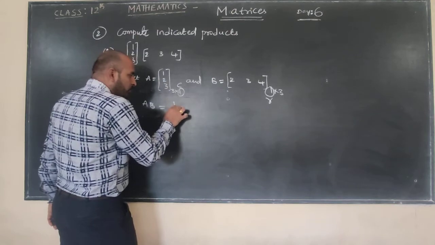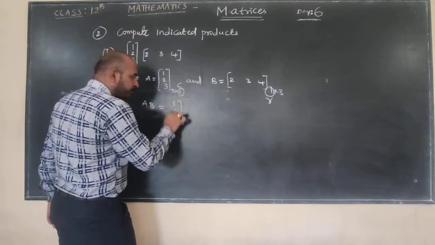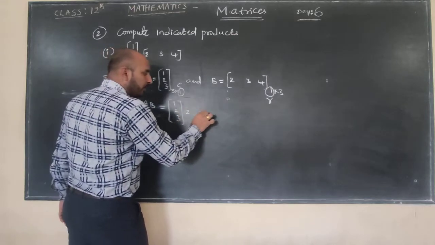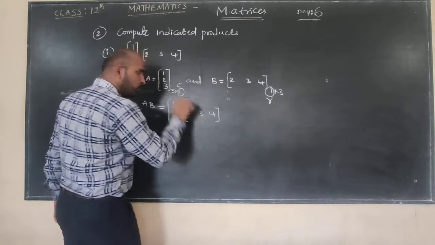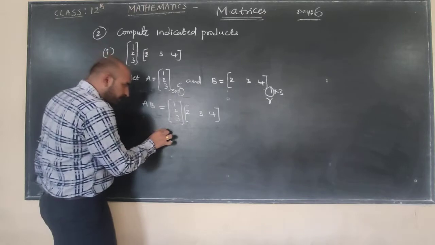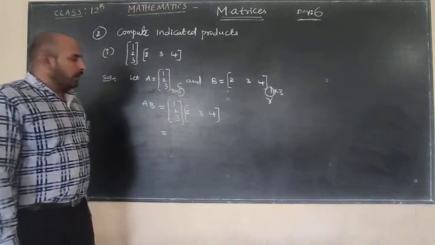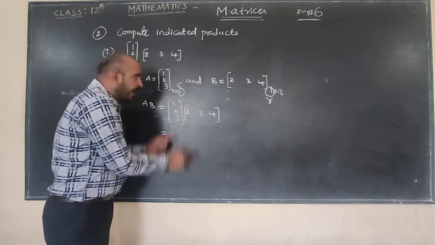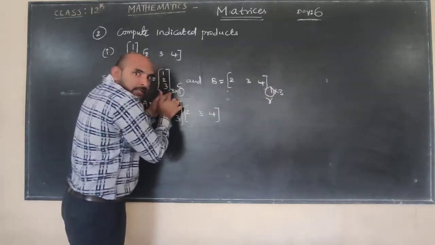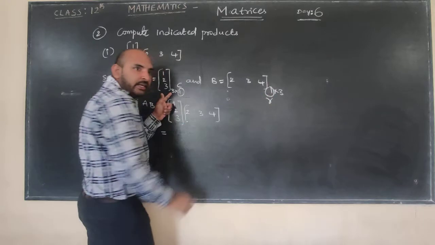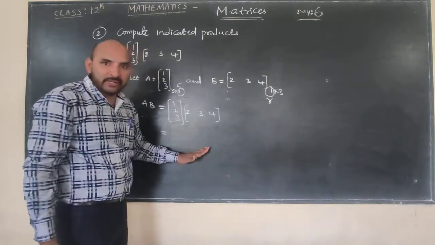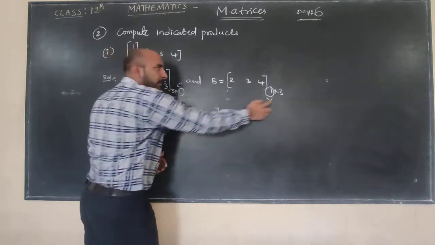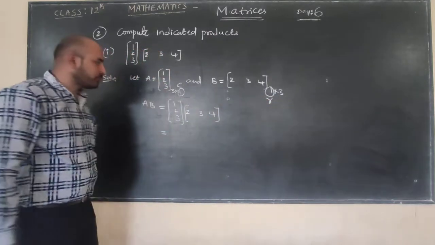So 1, 2, 3, A matrix. And the B matrix is what? 2, 3, 4. It is equal to. Then the resultant matrix, product of AB matrix becomes, you will get 3 cross 3. Answer becomes, order is 3 cross 3. Totally you will get 9 elements in the AB product. Totally 9 elements. Resultant matrix becomes 3 cross 3.